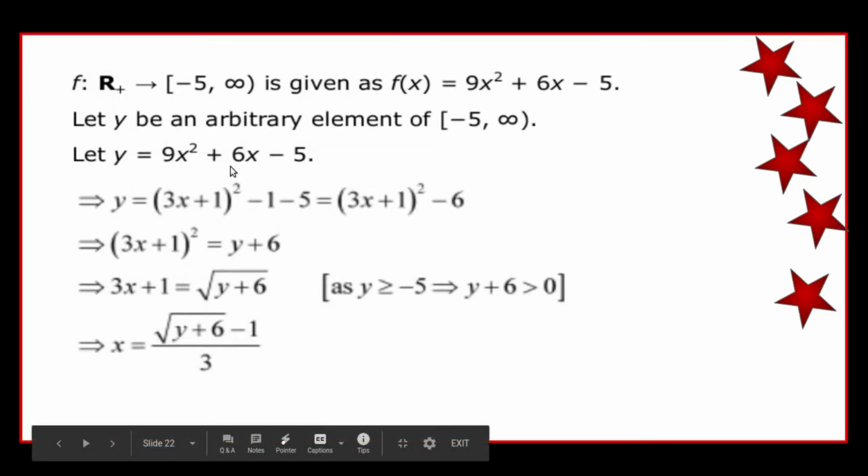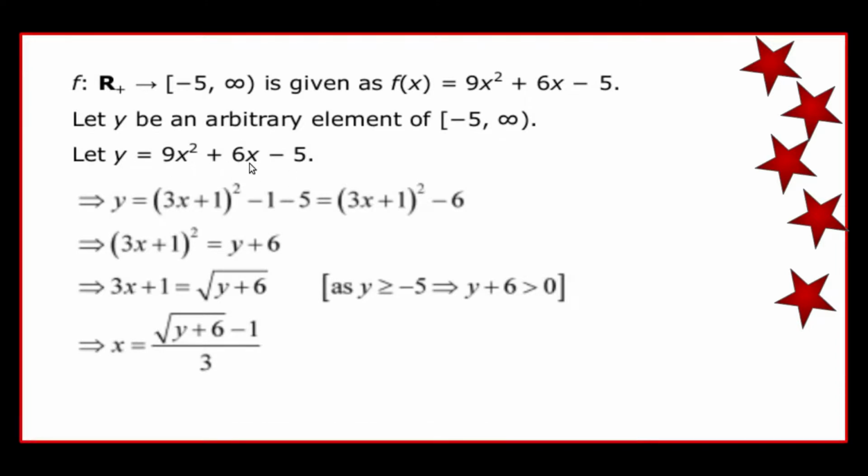y equal to 9x square plus 6x minus 5. Now 9x square plus 6x, we have to add plus 1 minus 1. Then combine the first three terms, 3x plus 1 whole square minus 1 minus 5. 9x square plus 6x plus 1 is 3x plus 1 whole square, of the form a square plus 2ab plus b square. So a square is 9x square, then 2ab is 2 into 3x into 1, that is 6x, then b square is 1 square. So we get this term, then minus 5. So this is 3x plus 1 whole square minus 6.